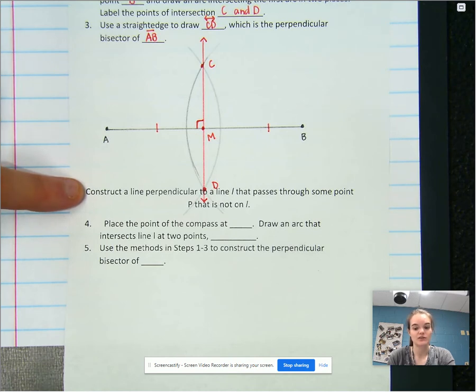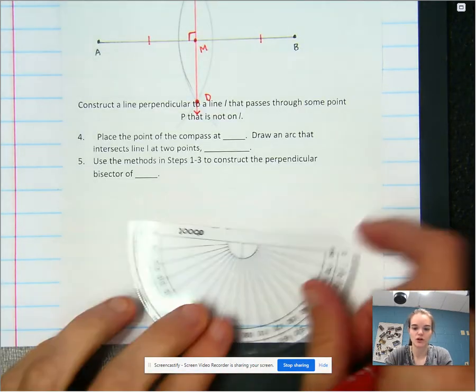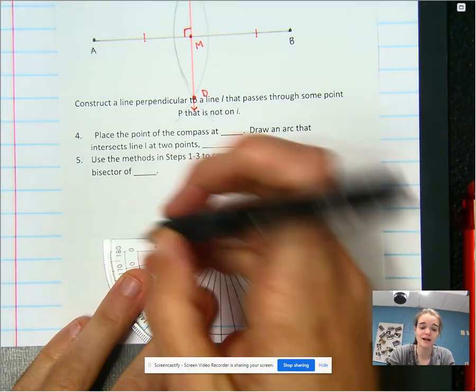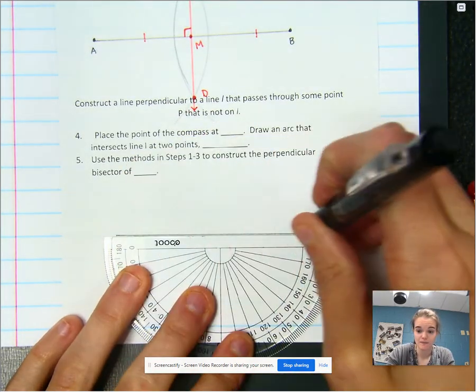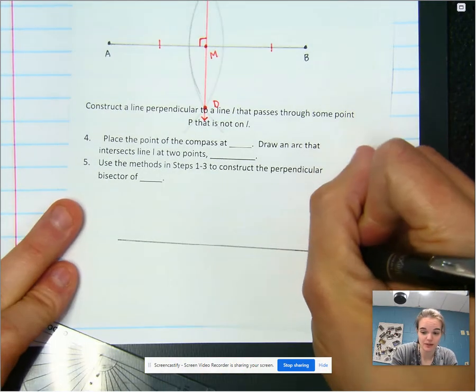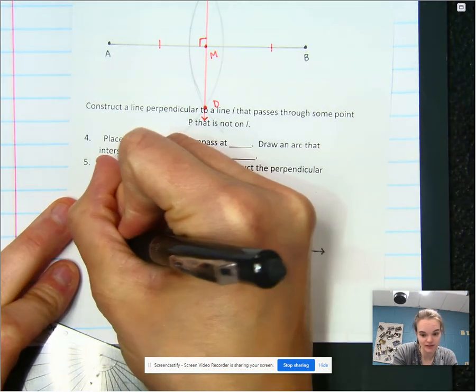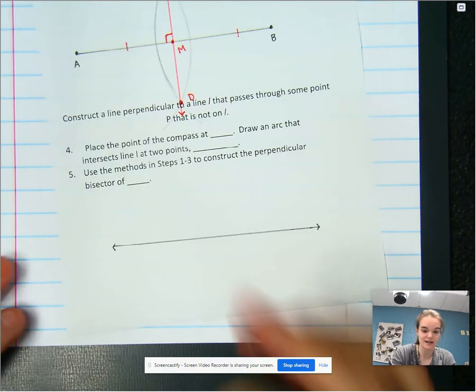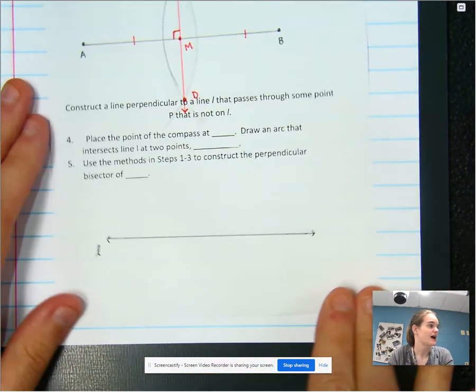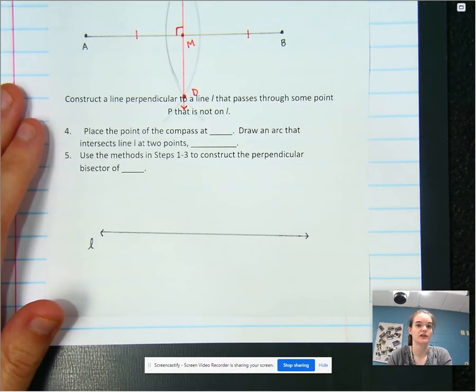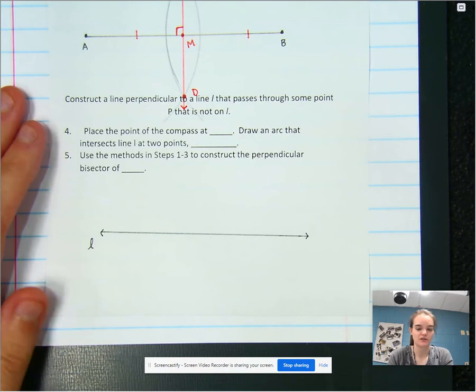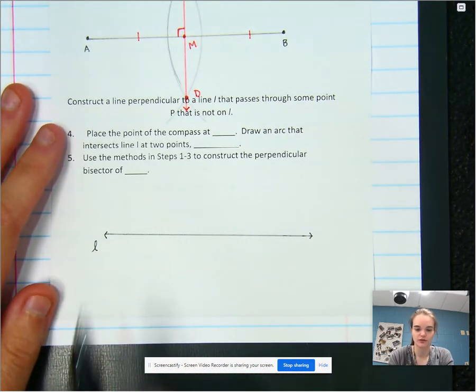Now, the problem is if I have a line, so I want you to go down here and draw a line, I can't bisect the line. That's why I have different steps. I cannot bisect the line. Lines go on forever. I can't cut it in half. I can make something go through it perpendicularly, but I can't cut it in half. So, we're going to do something a little different.